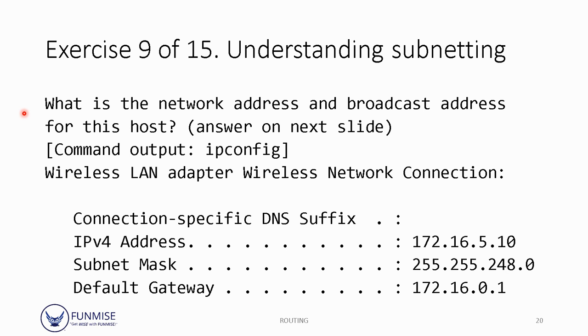Okay, a good question. What is the network address and broadcast address for this host? Here we have some command output from ipconfig, and we can see an IP address, a subnet mask, and a default gateway. And the question being asked is, what is the network address and what is the broadcast address? That's a good question, because if we know what we're doing, we should be able to figure this out.